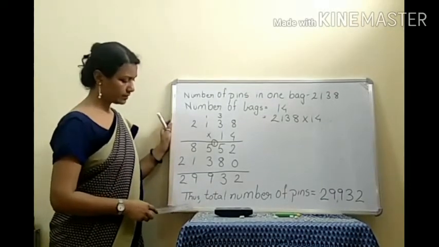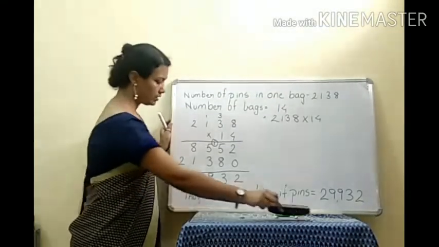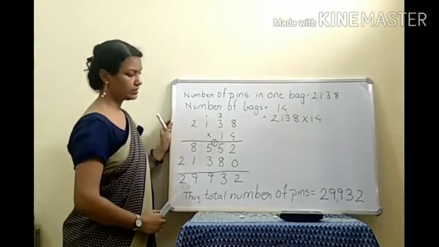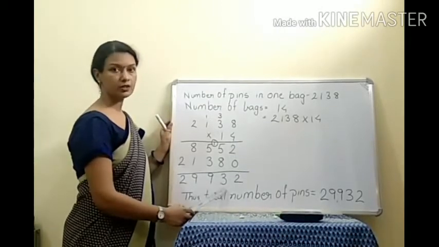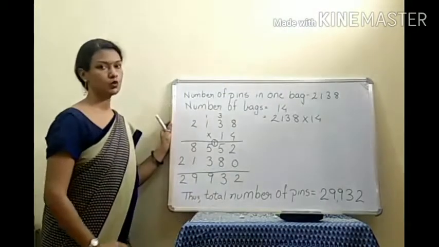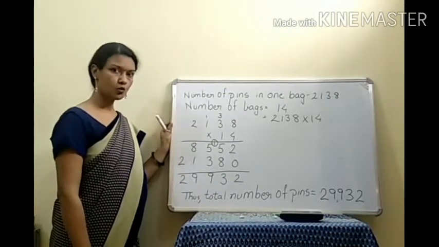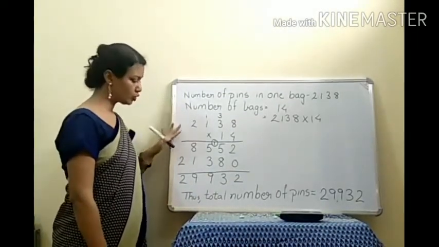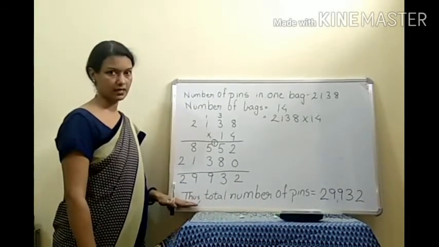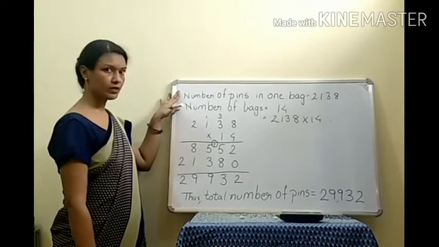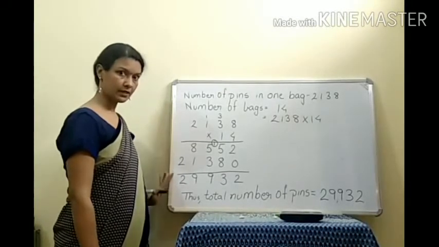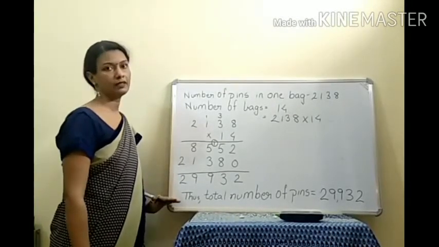The last statement line will be: total number of pins is equal to, what is the answer? 29,932. So we will write 29,932. Clear? How to write the statement, and then you have to show the working, and then you will write the answer statement on the last line. So first you have to write at least 2 lines of the statement, then you have to show the multiplication, the working, and then the final answer.